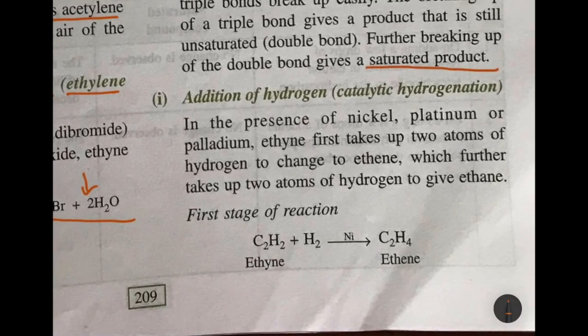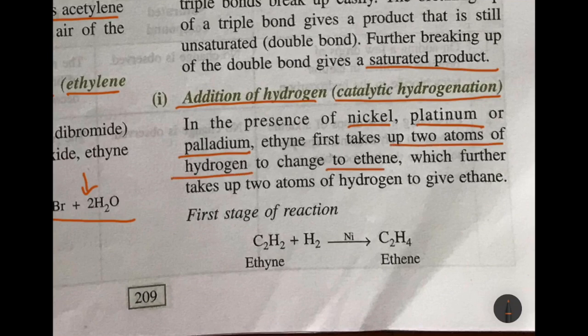So when hydrogen is added, it is known as catalytic hydrogenation. Why catalytic? Because it requires a catalyst. So in the presence of nickel, platinum or palladium, ethyne first takes up 2 atoms of hydrogen to change to ethene, which further takes up 2 atoms of hydrogen to give ethane. So this is the first stage of reaction, ethyne and hydrogen.